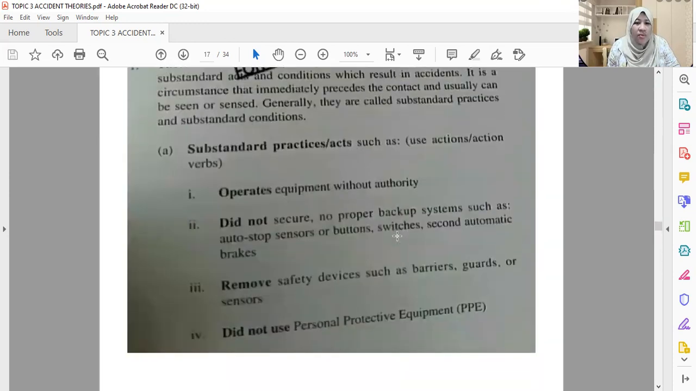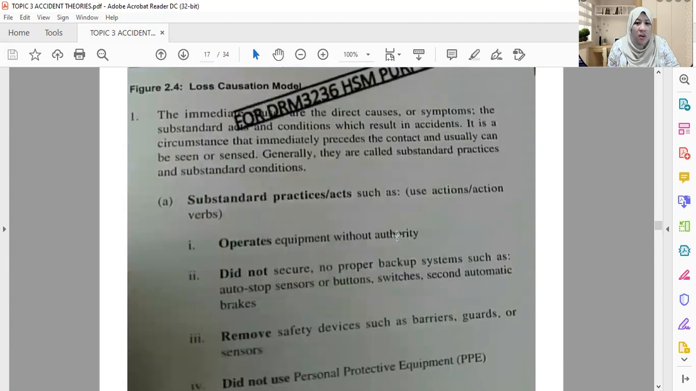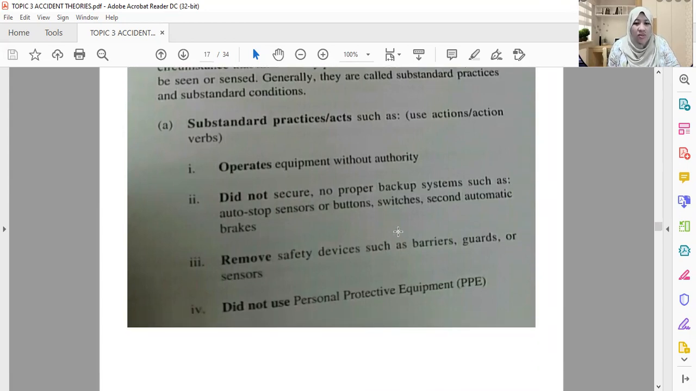As you can see from here, the first one is about substandard practices or acts, such as operating equipment without authority. Maybe certain machinery operation has to be under the control or monitoring of a supervisor, but you are handling this without their authority. And then number 2, did not secure, no proper backup system such as auto stop sensor or button.